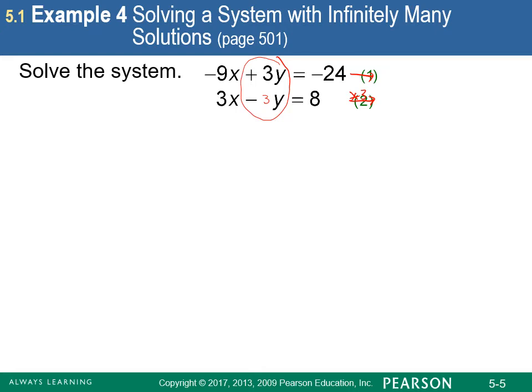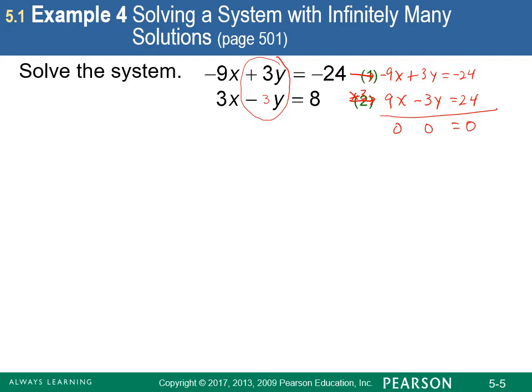So 3 times 3x is 9x. 3 times negative y is negative 3y, and 3 times 8 is 24. We're doing nothing to the top one, so we'll just write it down. And then add. Negative 9x and positive 9x is 0. 3y, negative 3y likewise is 0. Only this time we got negative 24 and positive 24, which is also 0.